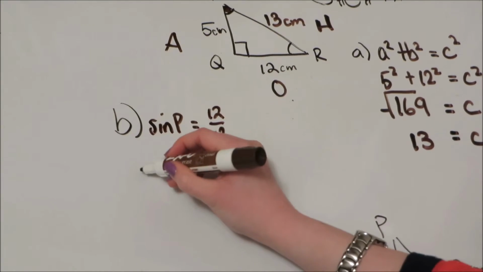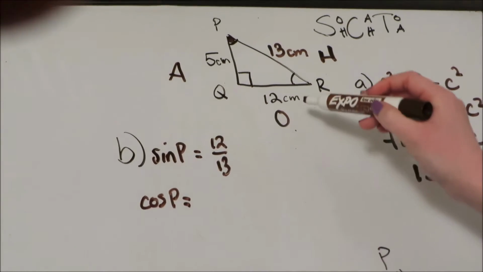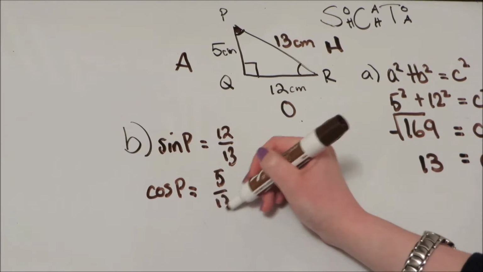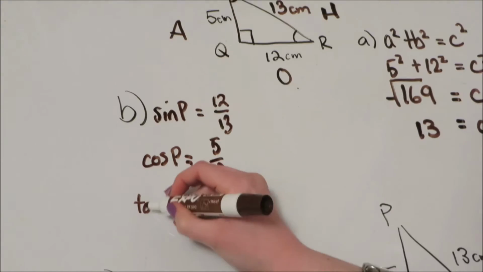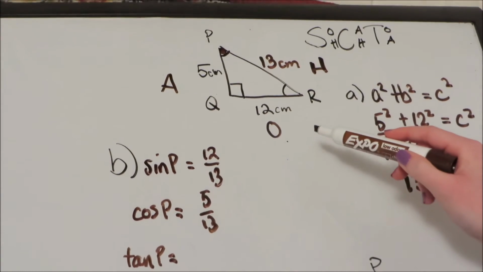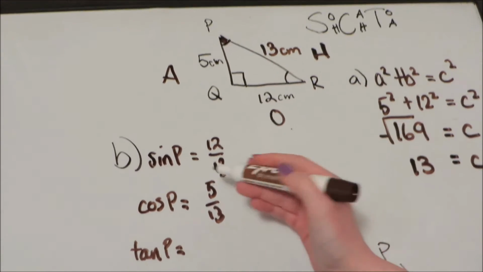Then you have cos P is equal to adjacent over hypotenuse. So that's 5 over 13. And then you're going to have your tan of P, which is equal to opposite over adjacent. So that's 12 over 5.